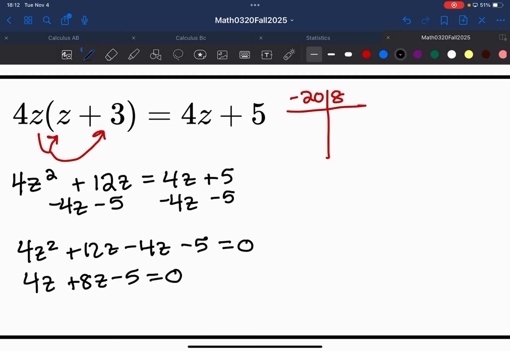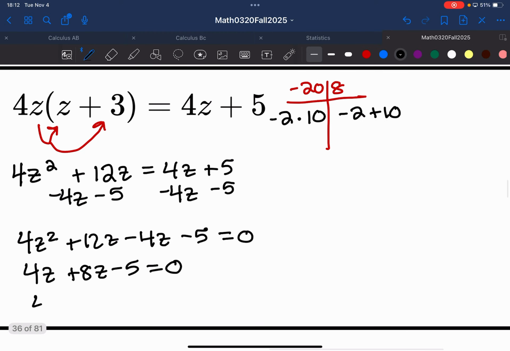2 and 10, which one's negative? 2. Okay, so negative 2 times 10 gives us negative 20. And negative 2 plus 10 gives us positive 8. So that's why we're using negative 2 and positive 10. So then we have 4z, oh, I forgot the squared. 4z squared minus 2z plus 10z minus 5 equals 0.